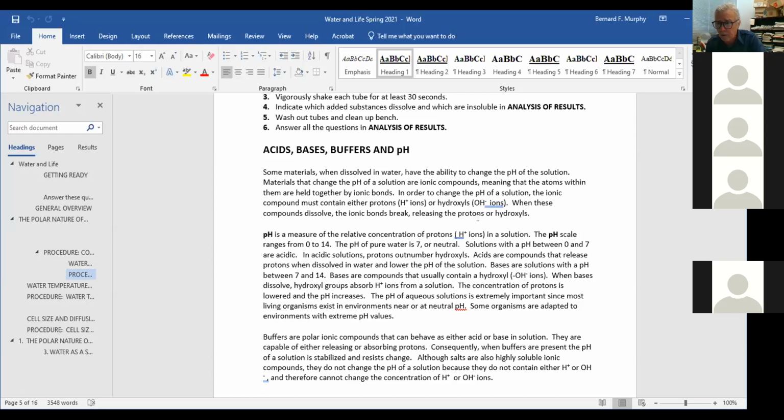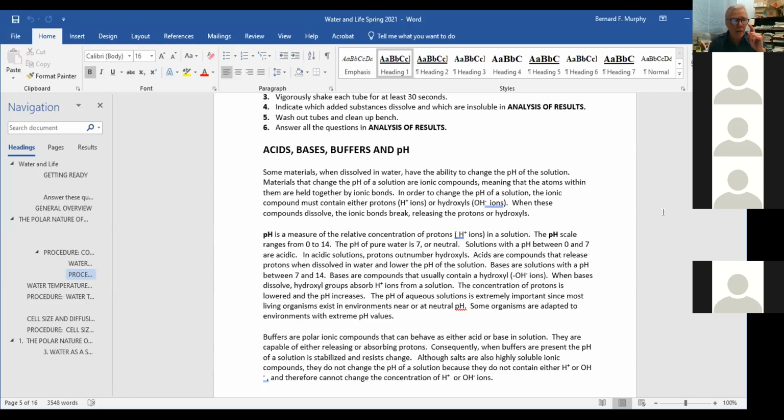It's a logarithmic scale from 0 to 14. The pH of pure water is 7. Solutions with pH between 0 and 7 are acidic. Between 7 and 14 are basic. So what pH 7 means is that the concentration of hydrogen ions is exactly the same as the concentration of hydroxide. That's pH 7, that's neutral. And that's the pH of distilled water.